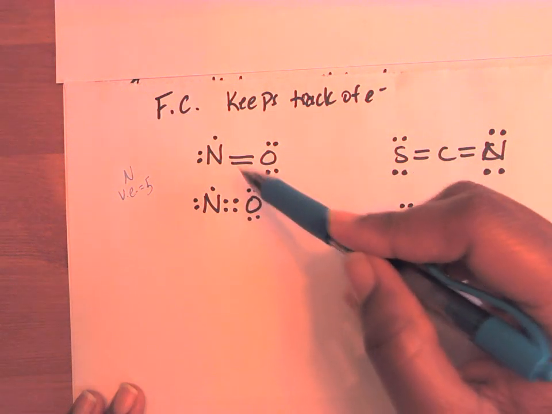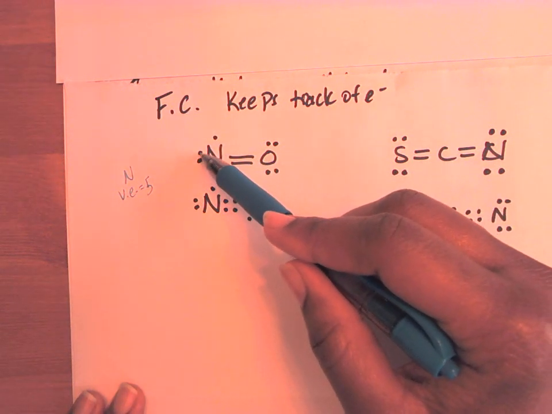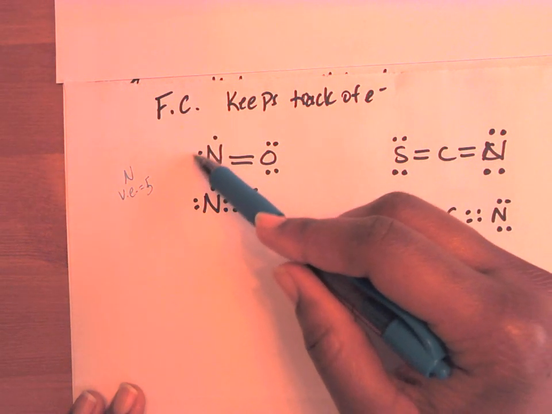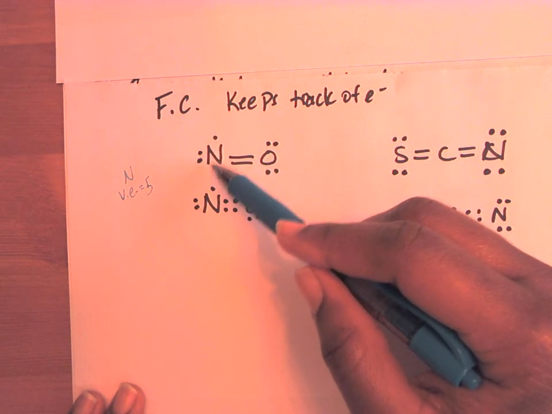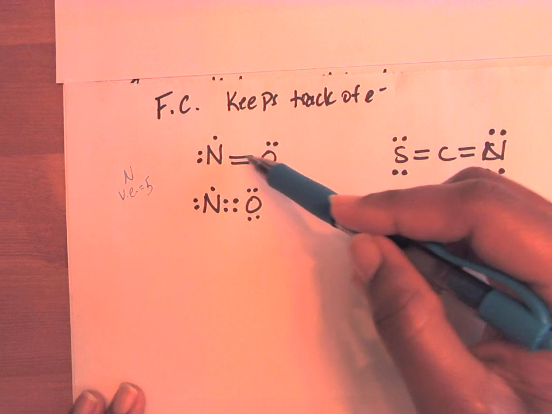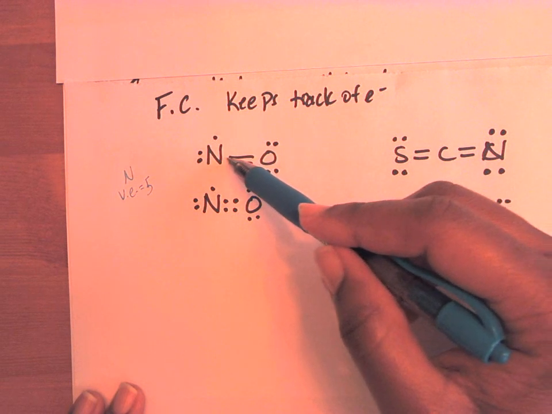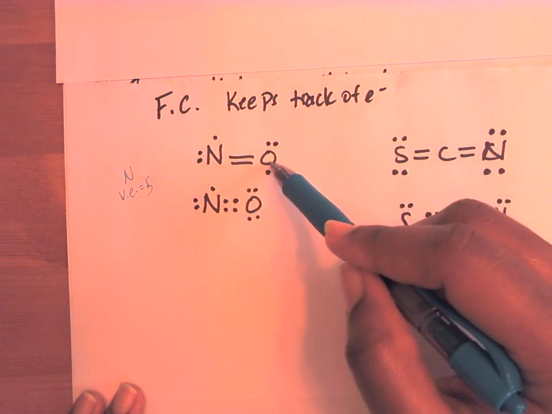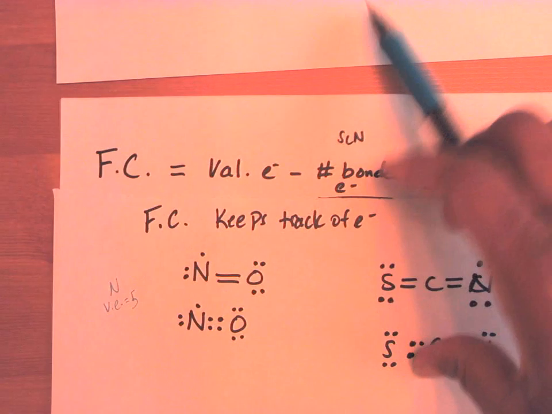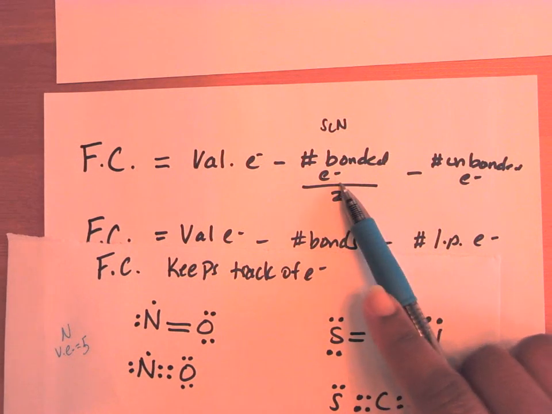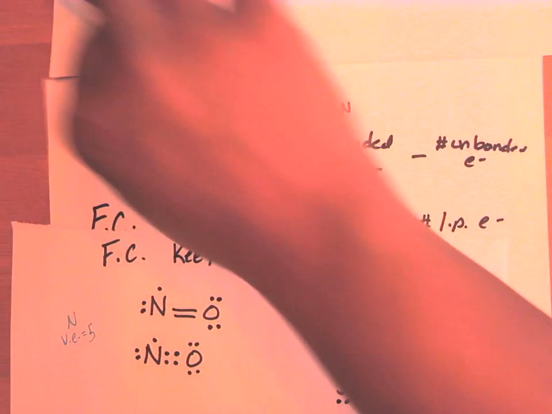If the nitrogen were to leave the molecule, it will take all of these unbonded electrons, so the lone pairs and this unpaired electron that are only attached to the nitrogen. It's going to take those with it. But it also has electrons in the bond. Now remember, these electrons are shared between the nitrogen and the oxygen, so it can only take half. So that's why in the equation it says number of bonded electrons divided by 2. So for the bonds, you have to divide those electrons by 2.